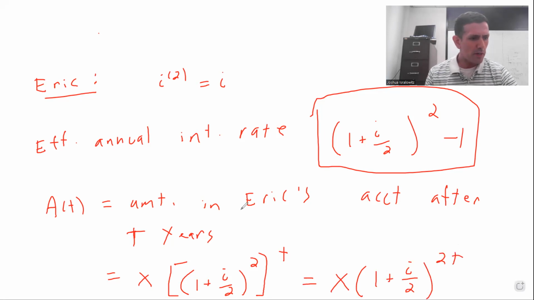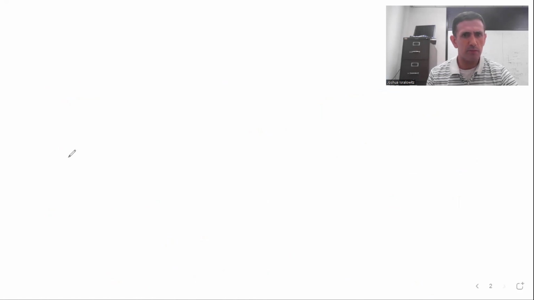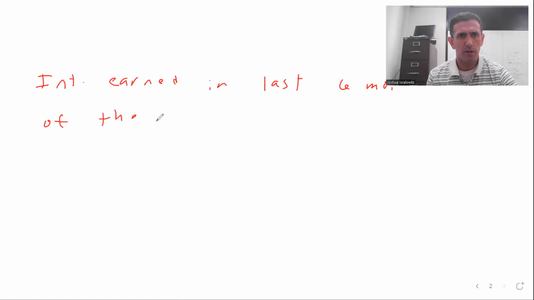Okay. All right, so the interest earned in the last 6 months of the 8th year for Eric is going to be, well, it's the amount more that you have in the 8th year versus 6 months into the 7th year. So it's A of 8 minus A of 7.5.